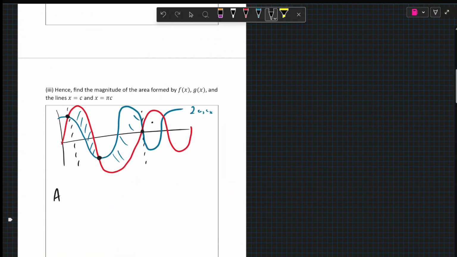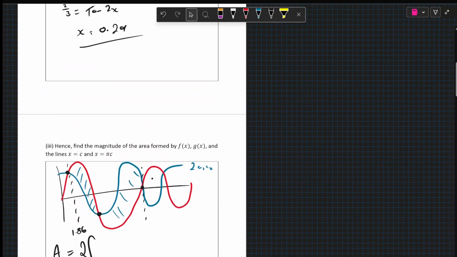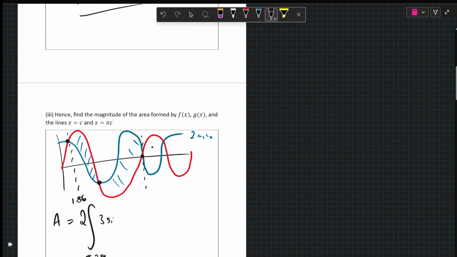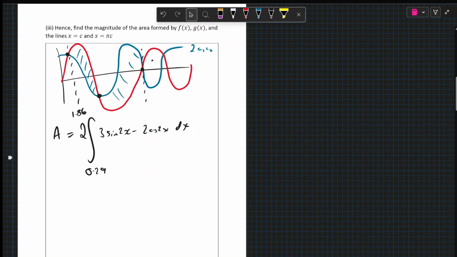So the total area is just twice the integral between 0.29 and then I'll just approximate pi over 2 plus 0.29, let's say 1.86. So 1.86 of the first graph minus the second. So that's going to be the sine graph minus the cos graph. So we're going to have 3 sine 2x minus 2 cos 2x dx. So we're going to have 2 times the integral from 0.29 to 1.86. Sine integrates to minus cos, cos integrates to sine. So we're actually going to have a negative sign pulled out here.